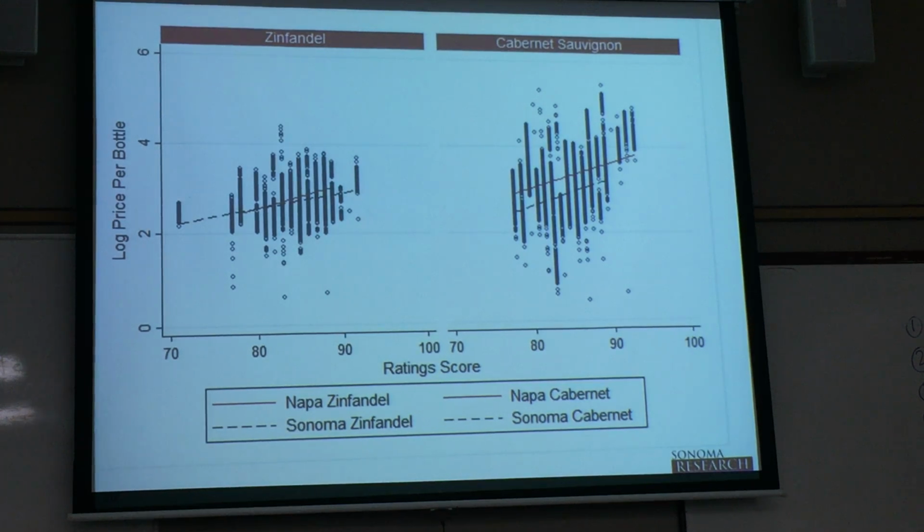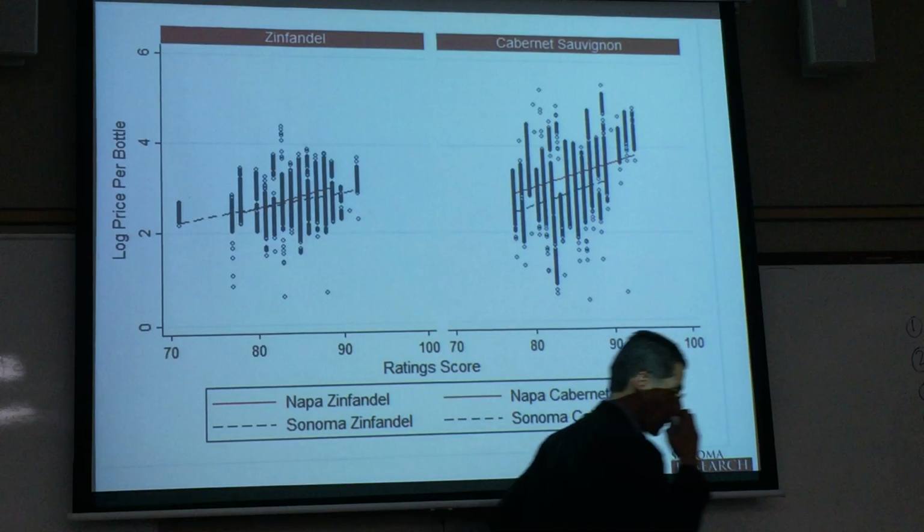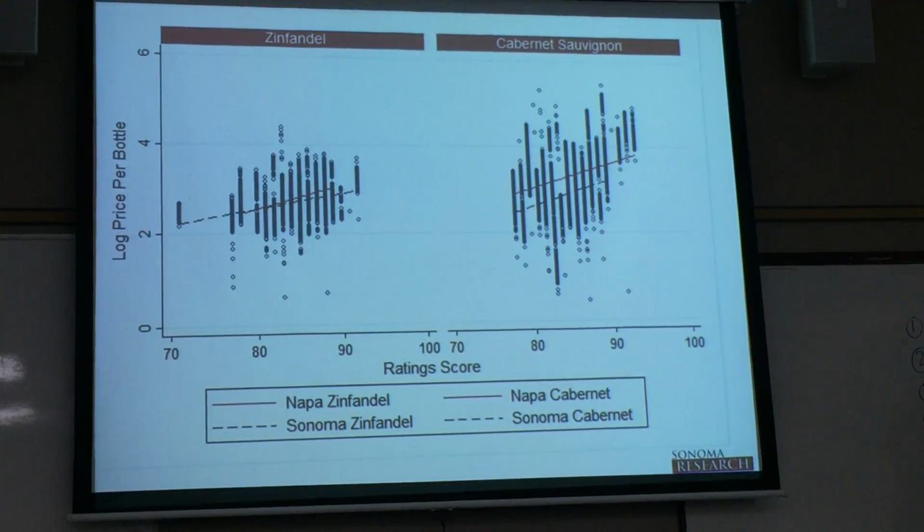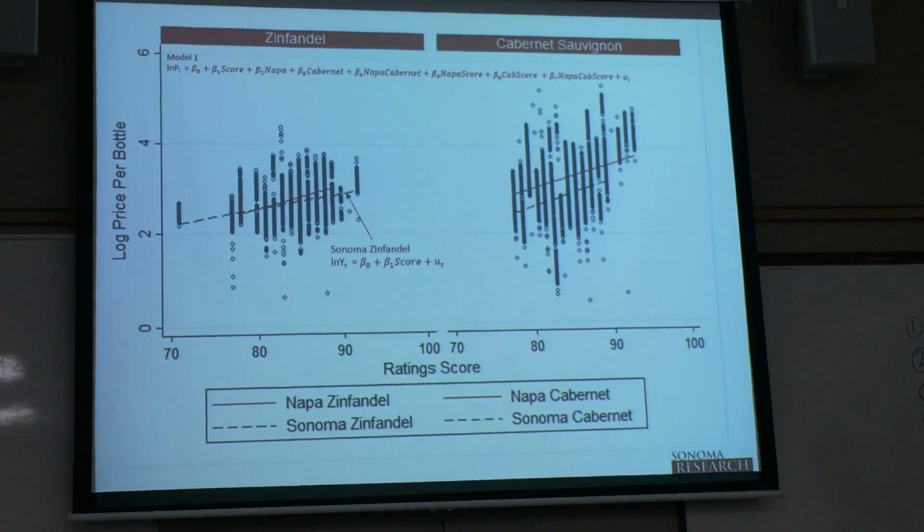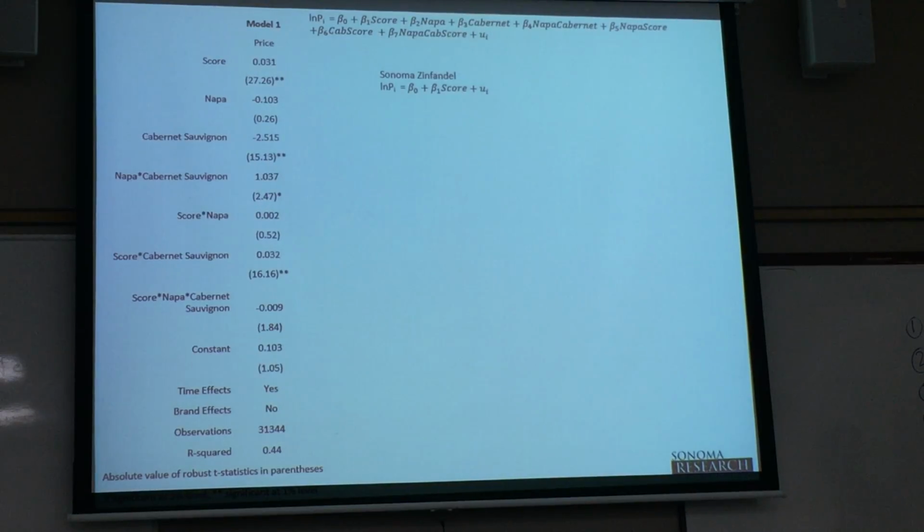Clearly, there's a difference there in the cabs, which makes sense. Let's see what that difference is. Model 1, Zinfandel. There's our Zinfandels from Napa and Sonoma. And there's our constant. There's our coefficient on score.